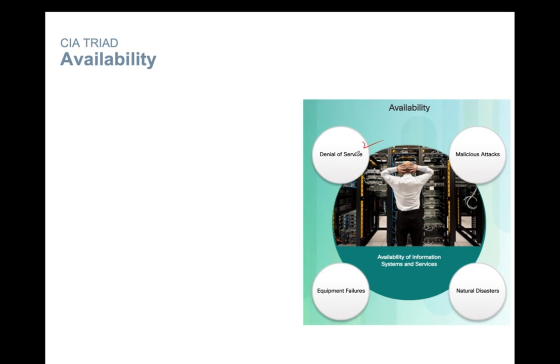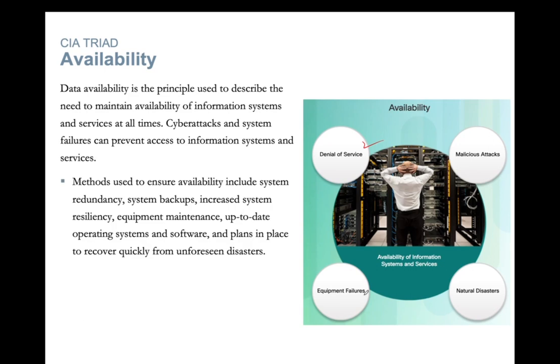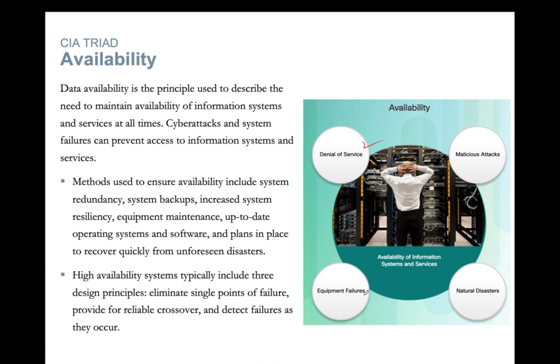Denial of service attacks threaten system availability and prevent legitimate users from accessing and using information systems when needed. Other threats are malicious attacks, natural disasters, and equipment failures. The methods used to ensure availability include system redundancy, system backups, increased system resilience, equipment maintenance, up-to-date operating systems and software, and plans in place to recover quickly from unforeseen disasters.